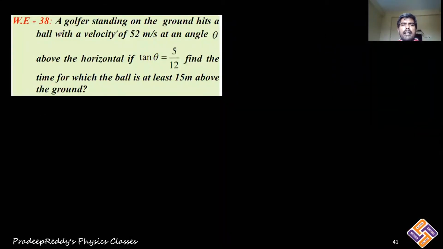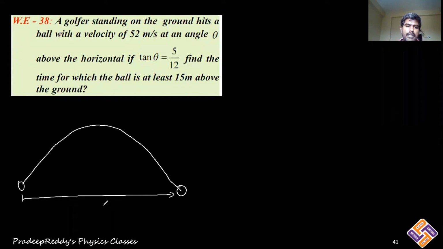A golfer standing on the ground hits a ball with velocity 52 meter per second at an angle theta above the horizontal. If tan theta is 5 by 12, find the time for which the ball is at least 15 meter above the ground. So a golfer is kicking a ball like this. As a result, it falls down this way. This is the range, and it is being projected with an angle theta. You are being given tan theta, not directly theta. Only tan theta is given to you.